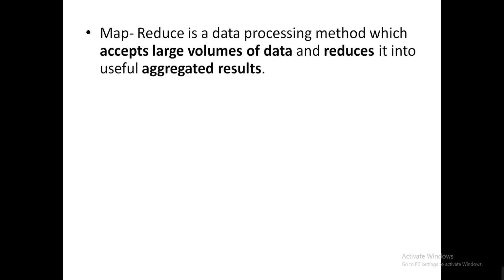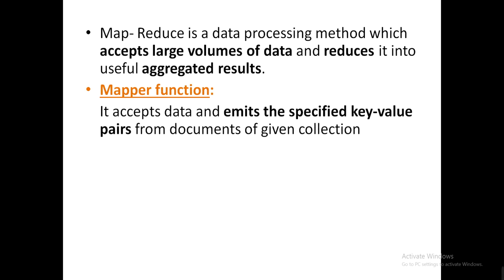MapReduce operates in two phases. Number one is the mapper function. What the mapper function does in case of MongoDB is accept all the documents from a given collection and then emit specific key value pairs. Now how to do that we'll see in a while.